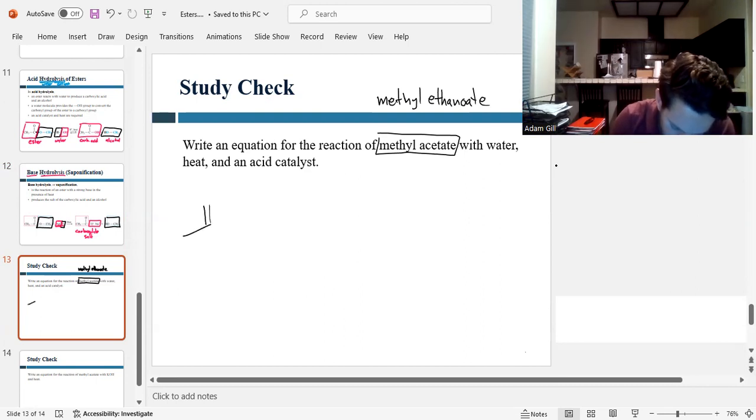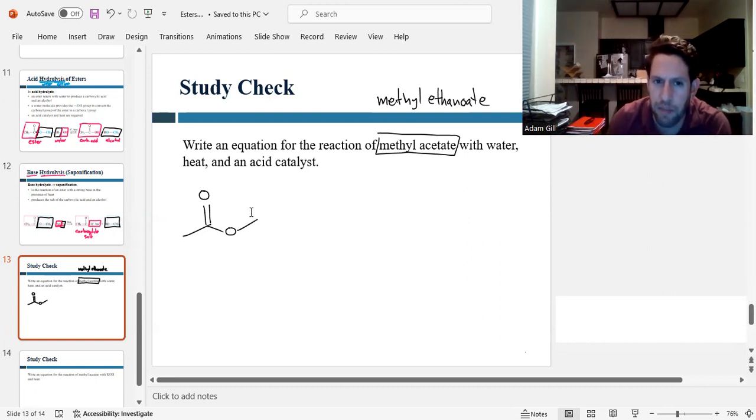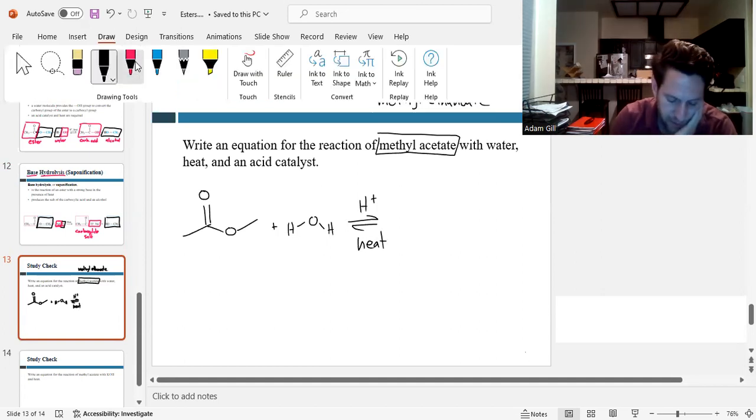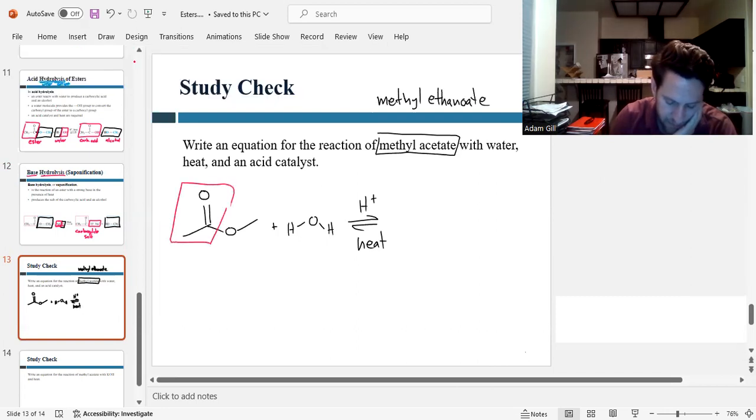So that would be ethanoate. And then methyl means that there's just one carbon coming off the oxygen. So that's methyl ethanoate. And we're reacting it with water, so H2O. And we're using an acid catalyst and heat. So we're going to be breaking our ester open. And we're going to be breaking the water open.